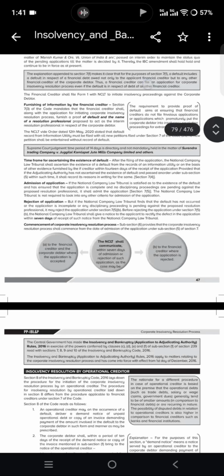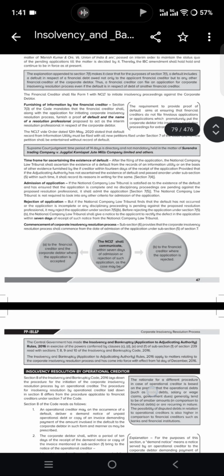In the case of Surendra Trading Company, 14 days is not mandatory. The time frame for ascertaining the existence of default is 14 days for the adjudicating authority, and it is not mandatory. On admission of the application, if default exists they will admit, and if no disciplinary proceedings are pending. Rejection: if there is no default, or the application is incomplete, or any disciplinary proceeding is pending, then they will reject the application, provided they give the 7 days opportunity to rectify, and 7 days is also not mandatory.